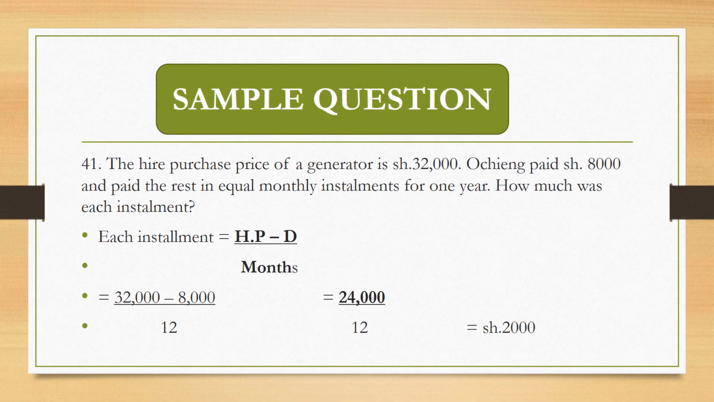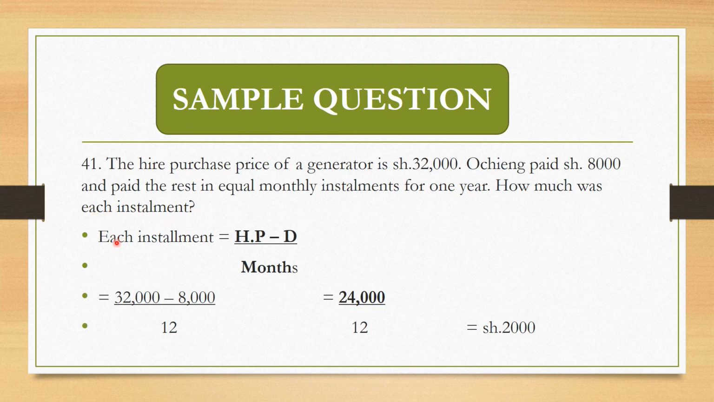Another question, also the hire purchase. We're going to do hire purchase later in our topic of money. So the hire purchase price of a generator is 32,000. Ucheng paid 8,000 and paid the rest in equal monthly installments for 1 year. So this was what was challenging. Then how much was each installment?